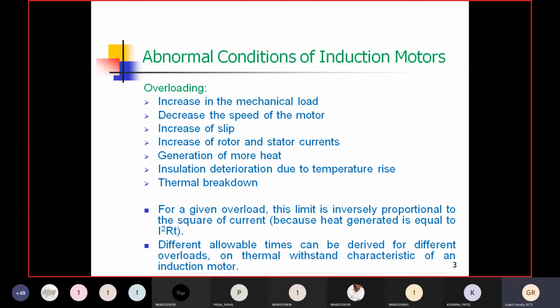Once again, I am repeating my statement. It is going to increase heating because of this type of action. I hope that it is understood by all of you. So actually the problem or fault in an induction motor because of this type of effect is not just because of I square R loss.